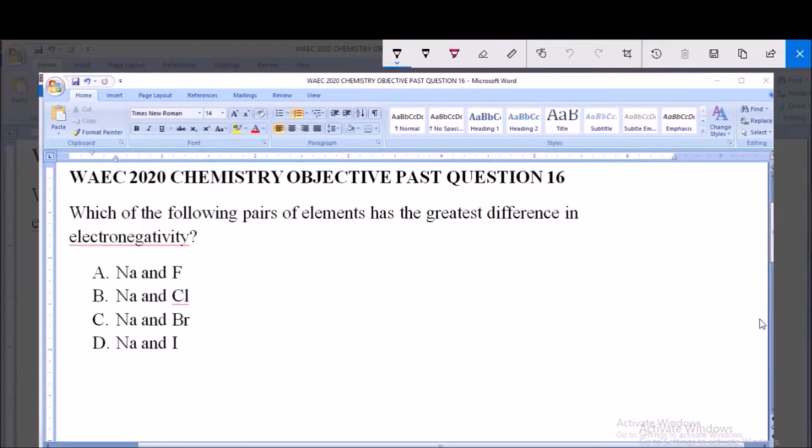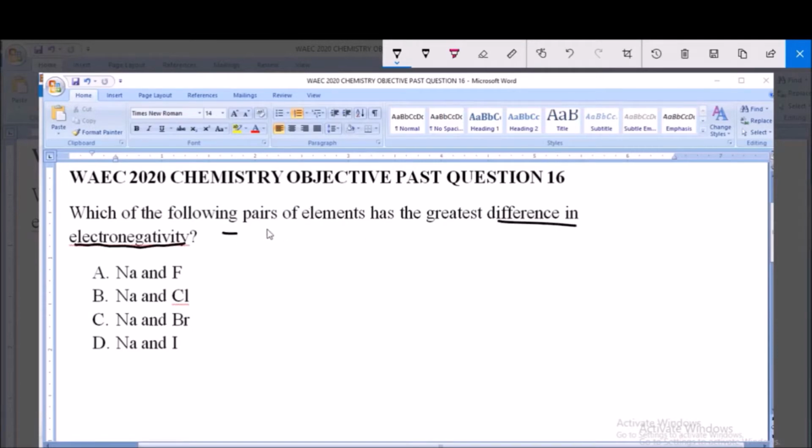Which of the following pairs of elements has the greatest difference in electronegativity? A. Sodium and fluorine. B. Sodium and chlorine. C. Sodium and bromine. D. Sodium and iodine. So we are looking at electronegativity and difference in electronegativity.